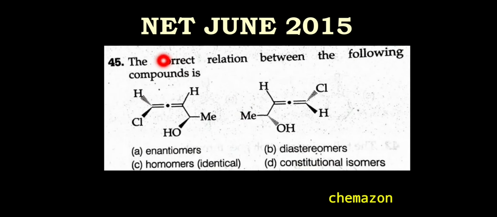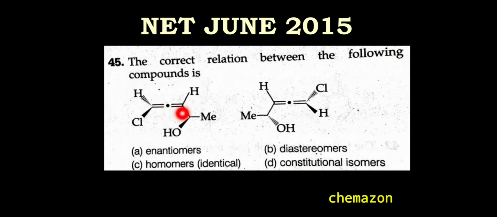This is a question from NET June 2015 paper. The correct relation between the following compounds. So these are the 2 sets of compounds given to you, and we have to find out whether they are enantiomers, diastereomers, homomers, or identical, or constitutional isomers. So you can see this is basically an allene kind of system. Okay, this is an allene molecule.